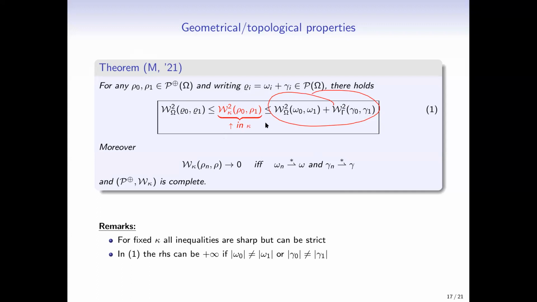And let me remind you also that this quantity in the middle, the ring road distance, is increasing in kappa, okay? Both these inequalities are actually sharp and can be strict. So you cannot get better than this, right? I can cook up counterexamples of rho 0, rho 1, where either of these inequalities are strict, and I can cook up examples where the inequalities are actually equalities. So that's the best you can say in whole generality.